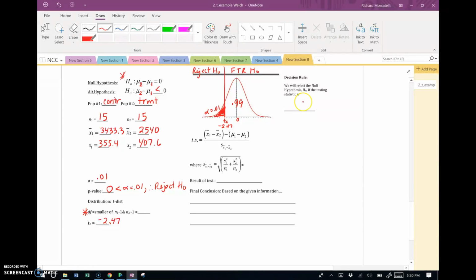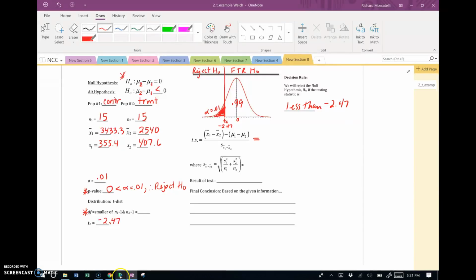All right, so we'll reject the null hypothesis, H0, if the testing statistic is less than negative 2.47. Let's go ahead and grab the testing statistic. Now, we know the result of the test. Jump told us, and we also checked it out with the p-value method. We know it's a rejection scenario. We know the testing statistic is landing in the critical region.